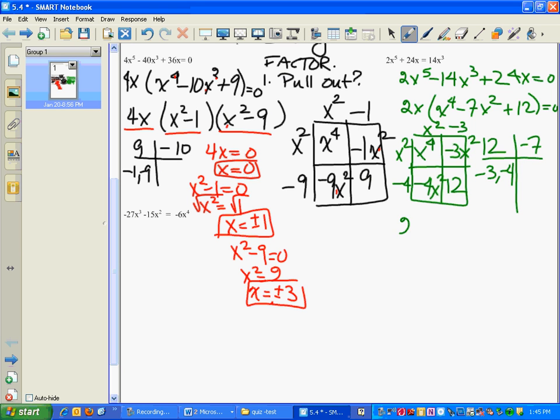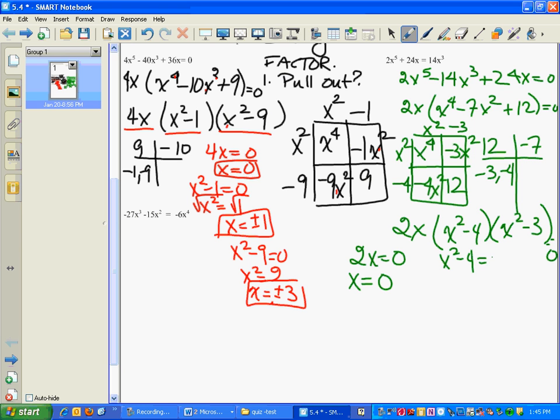So my factors still remain the 2x that we pulled out, correct? And now I'm left with x squared minus 4 and x squared minus 3. Set it equal to 0. Don't drop the fact that we're solving. So that means that 2x is equal to 0, which means x is equal to 0. X squared minus 4 equals 0, which means x squared is equal to 4, or x is equal to. And then x squared minus 3 equals 0, so x squared is equal to 3, so x is equal to?